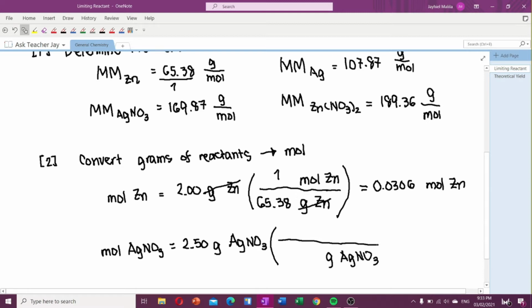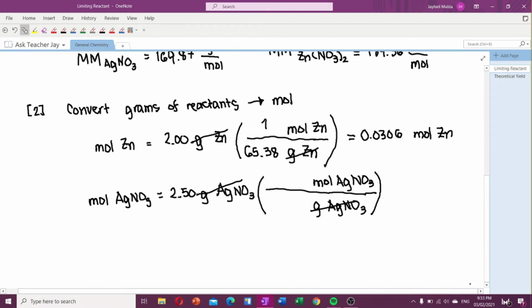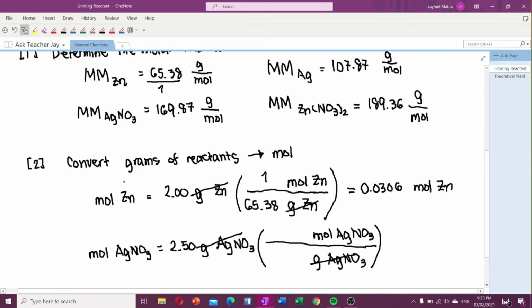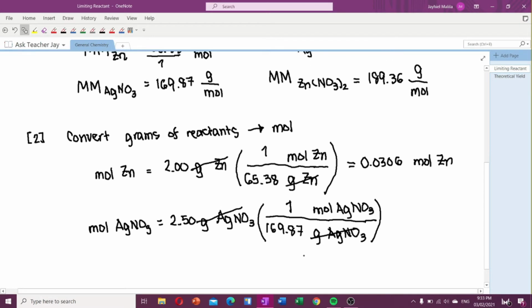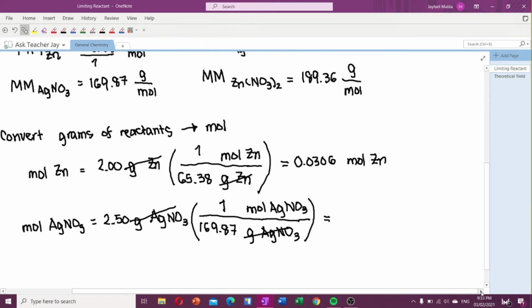And then we have here moles of AgNO3. So I prefer to really place the complete solution so that the viewers of this video who are really new to stoichiometry will be guided as to the correct units during the solving of stoichiometry problems. For this one, we have 1 mole of AgNO3 and 169.87 grams of AgNO3. Okay, so pause this video and answer this part for yourself.